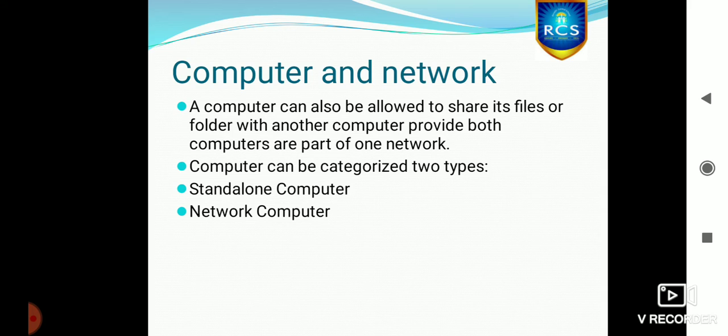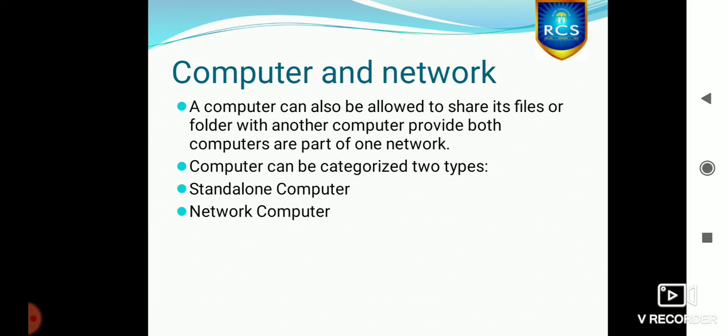Next one is computer and network. A computer can be allowed to share its files or folders with another computer, provided both computers are part of one network.